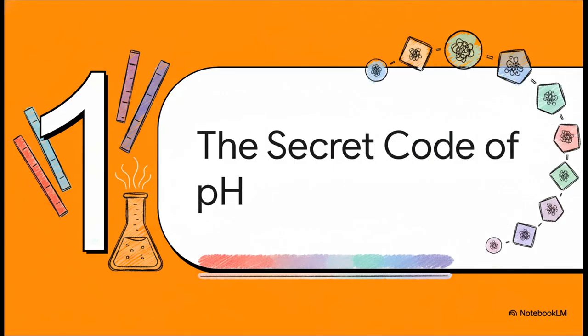To crack this case, we first have to learn the secret code that's behind these colors. And that code, it's called pH. Yeah. It's this totally invisible property that these amazing colors are making visible for us.